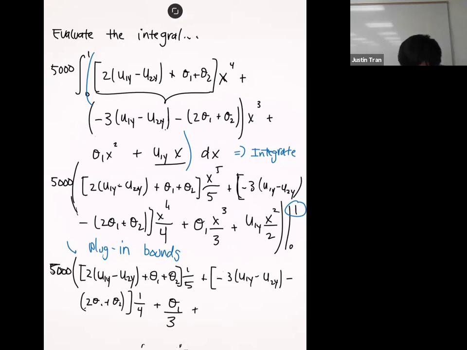Plus u1y times x squared over 2. We evaluate that at x equal to 1, and we just end up with u1y divided by 2.